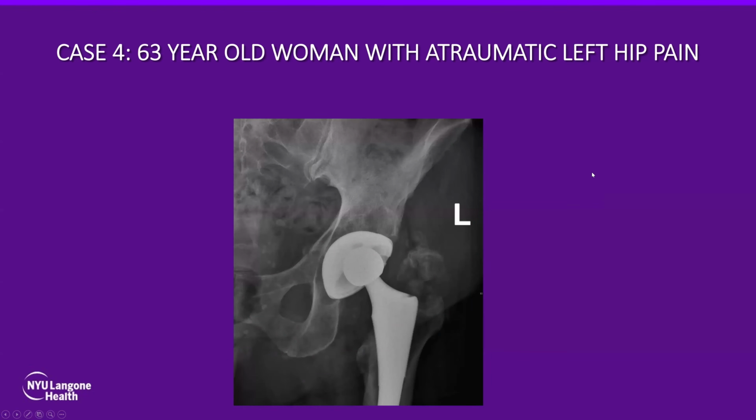So case 4, a 63-year-old woman with atraumatic hip pain. I'll just pause for 10 seconds because we're going to review this case at the end. So again, total hip arthroplasty, femoral head. This is a standard bearing. So this is metal on polyethylene because there is lucency here. Total hip arthroplasty. So let's move on.